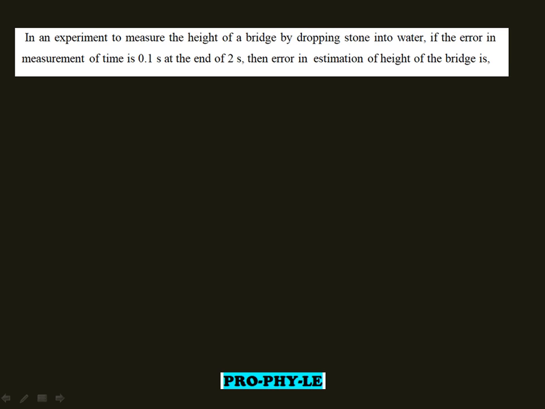The next question is like this. In an experiment to measure the height of a bridge by dropping a stone into water, if the error in measurement of time is 0.1 second at the end of 2 seconds, then the error in estimation of height of the bridge is? See, the stone is dropped so its initial velocity is 0. So from our kinematic equations, S is equal to ut plus half at square, u is 0 and a will be equal to g. So S will be equal to half gt square.